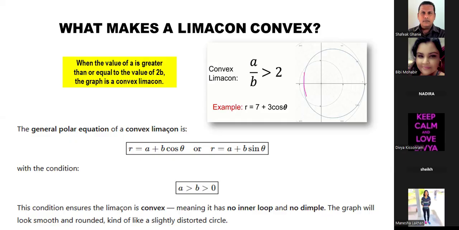So the general polar equation of a convex limaçon is r equals a plus b cos theta, or r equals a plus b sin theta, with the condition a is more than b is more than 0. This condition ensures the limaçon is convex, meaning it has no inner loop or dimple. The graph looks smooth and rounded, kind of like a slightly distorted circle.